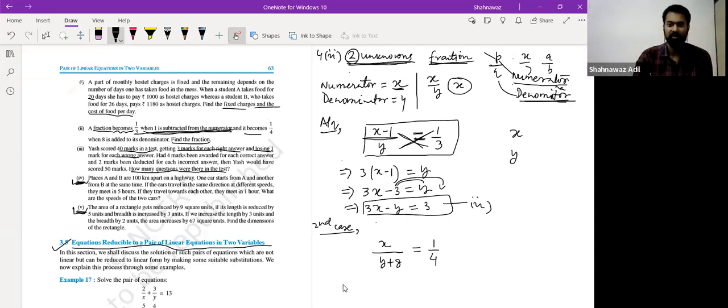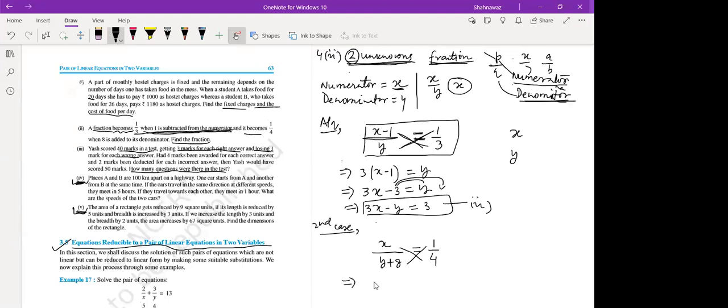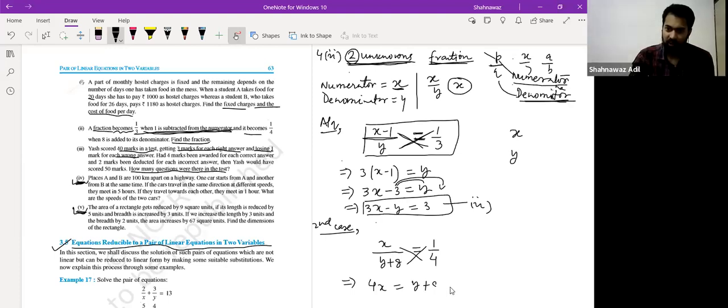Absolutely right. Yes. And now we will do the cross multiplication, right? So this will become what? 4x, right, 4x and then y plus 8. Right, so what will be the equation then? 4x minus y is 8. Right.